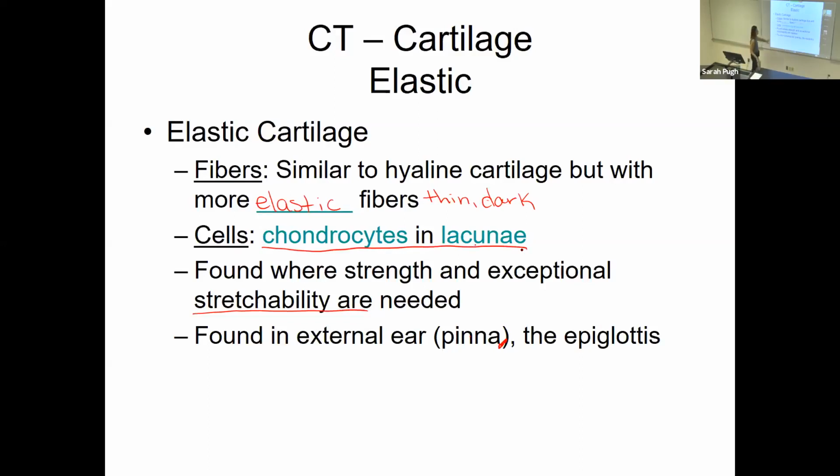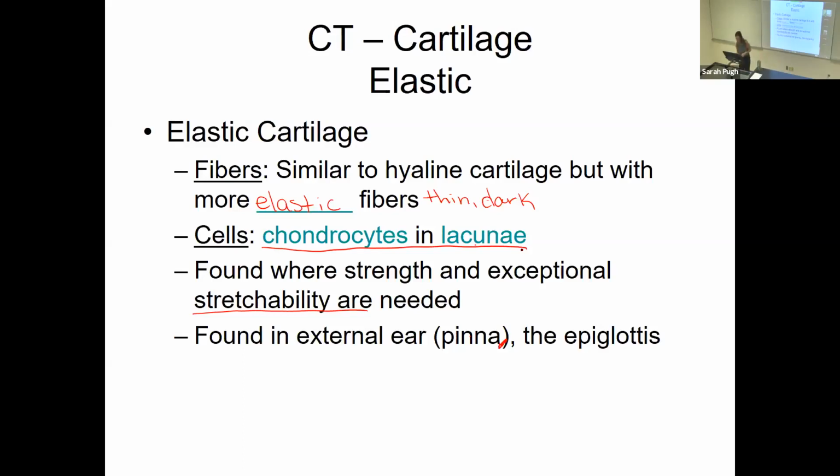So where would we find this? This would be anywhere in the body where you have a little more flexibility, but you still have cartilage. So this right here, your ear, right? Your ear is really flexible. We call that the pinna, and that is cartilage, but the type of cartilage is elastic cartilage. We also have it in places like the epiglottis.